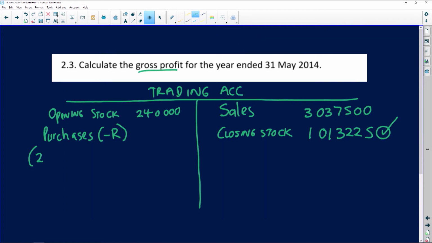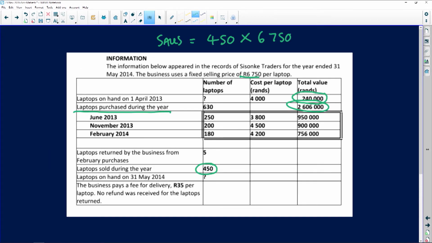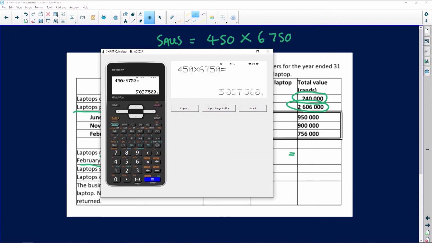2,606,000. And remember, there were returns, so I've got to minus any returns. So the returns, there were 5 laptops that were returned from February's purchase. So remember, in February, these 5 laptops, the cost price was 4,200. And remember, there's no refund on the delivery fee. So the value of our return would be, okay, let's just move that.